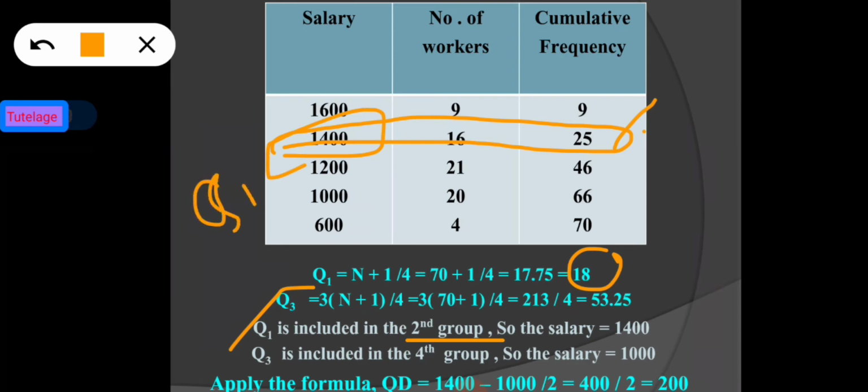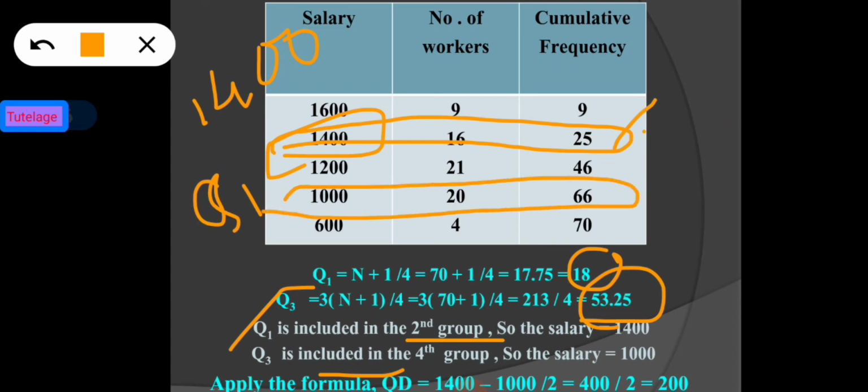So Q1 is 1400. Clear? And now going to the Q3. So Q3 is included in the fourth group, because 53.25 is under this group. Okay, so 66. Clear? So Q3 is equal to 1000. So QD, or quartile deviation, is 1400 minus 1000 divided by 2, that means 400 by 2, which is equal to 200. So 200 is the correct answer for this question.